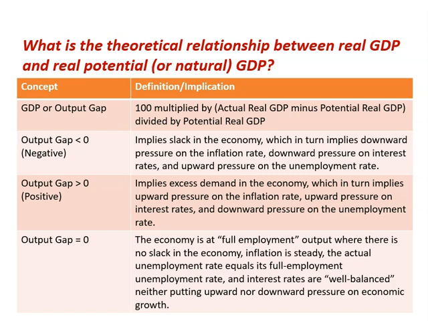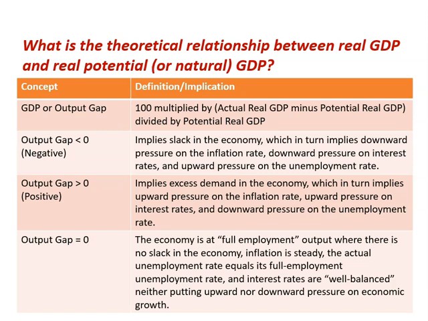When the output gap is negative, that implies there is slack in the economy, which in turn implies downward pressure on the inflation rate, downward pressure on interest rates, and upward pressure on the unemployment rate. When the output gap is positive, that implies strong demand in the economy, which in turn implies upward pressure on the inflation rate, upward pressure on interest rates, and downward pressure on the unemployment rate.